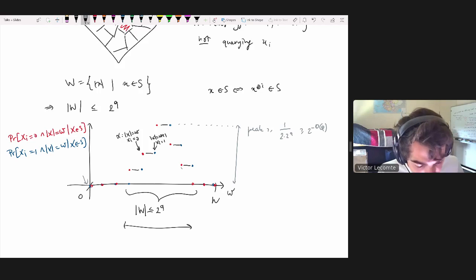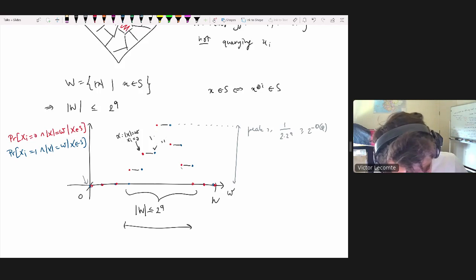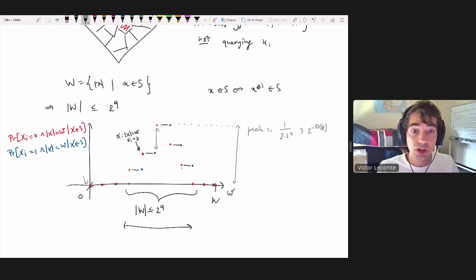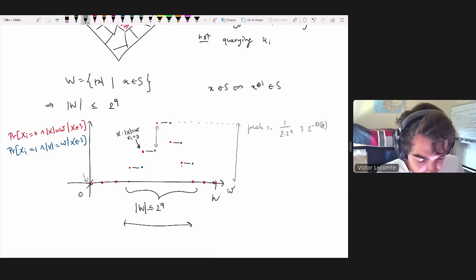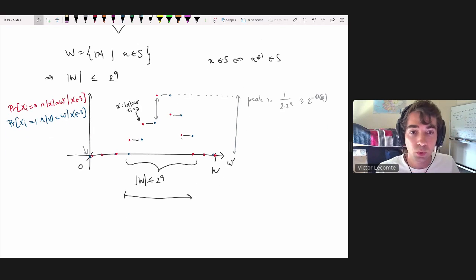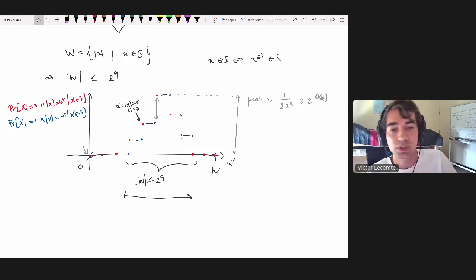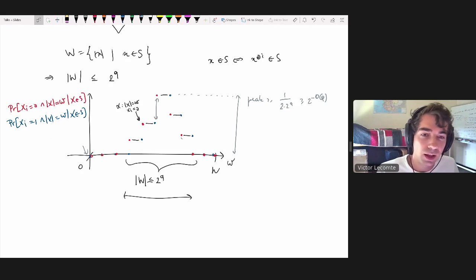values. So that means that there must be some coordinate where there's a big jump up. There must be some coordinate where the red point is quite a bit higher than the blue point. By quite a bit higher, I just mean 2 to the minus O of q again, because you have to get 2 to the minus O of q, and there's only 2 to the q steps, so there's at least one step which is maybe 2 to the minus 2q or something like that.